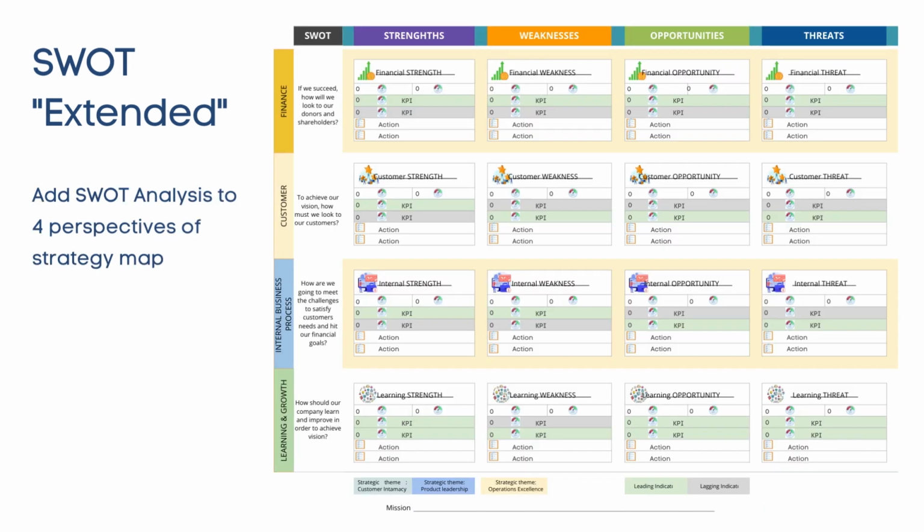We take this extra step during the SWOT analysis by examining the SWOT results through the lens of a strategy map's four perspectives: finance, customer, internal business process, and learning and growth. So now we get strengths, weaknesses, opportunities, and threats aligned to each of the four perspectives in the strategy map and start mapping KPIs and initiatives. We also start aligning these SWOT results to actual strategic goals.